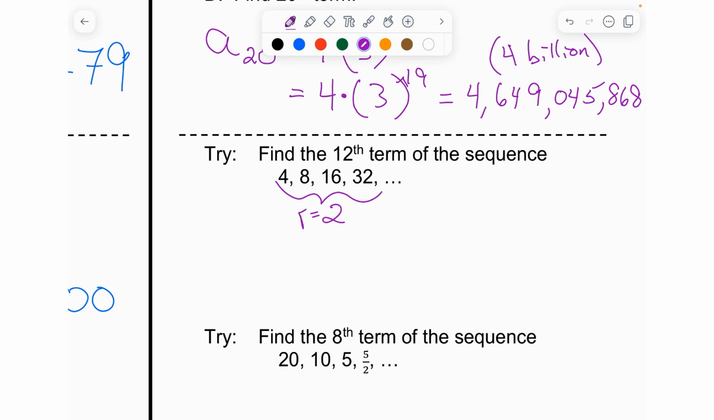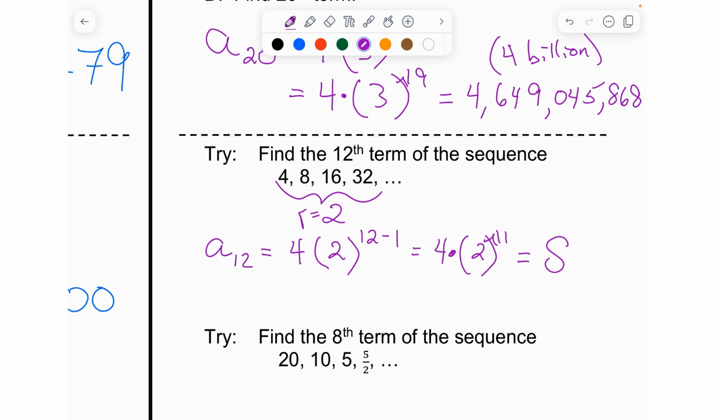Set up the equation. Try to find that 12th term. You're going to need the first term. You're going to need your common ratio. It's going to be an exponent of 12 minus 1, which is actually an exponent of 11. Remember, as we've said a couple times, you can put this right in your calculator. 4, you can hit the times key, 2 caret 11. Just type it on in, and you get 8,192.